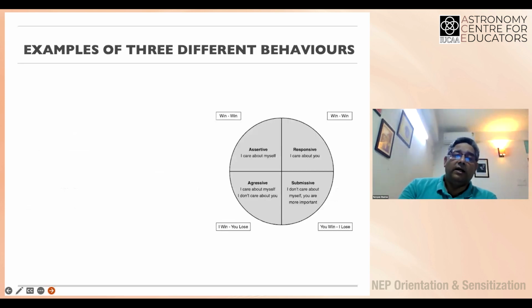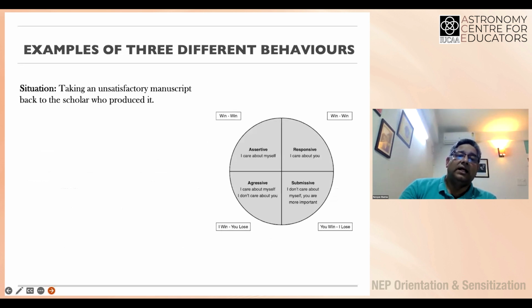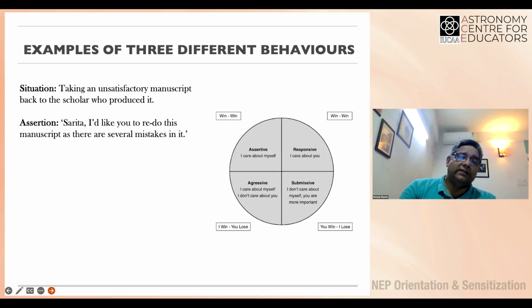So I'll give you an example that encompasses these three behaviors. The situation is that a scholar has submitted a manuscript, and you are taking that unsatisfactory manuscript back to the scholar who produced it. How is the assertion? For example, the student's name is Sarita. You can say, "Sarita, I would like you to redo this manuscript as there are several mistakes in it." If you can see, this statement is very assertive. It's not very aggressive or very dismissive.